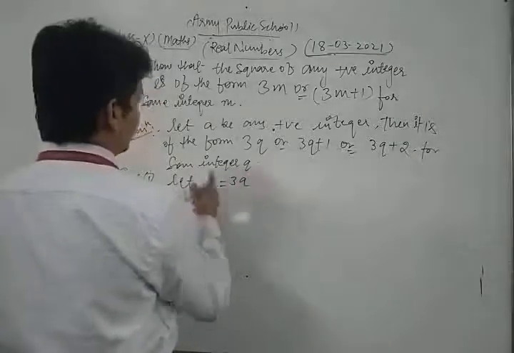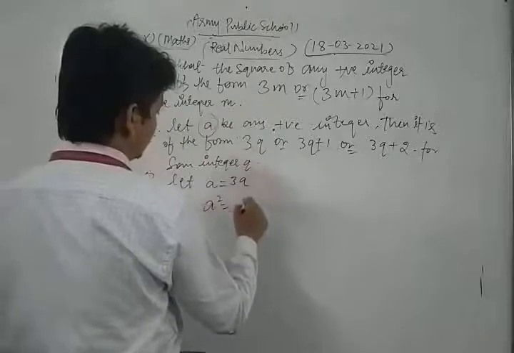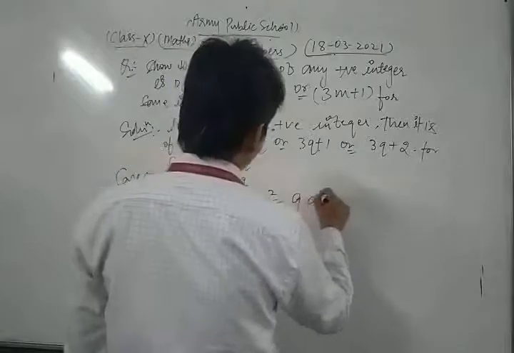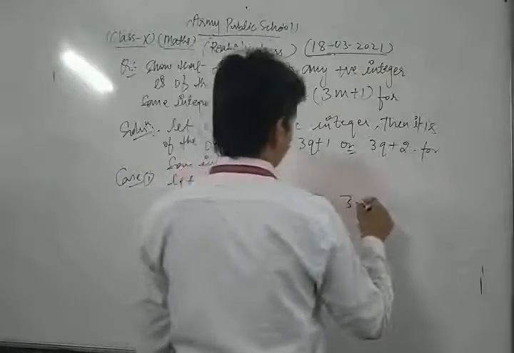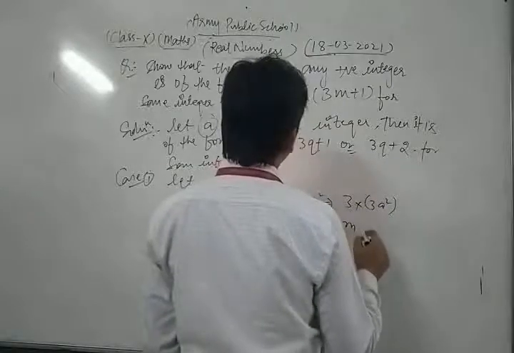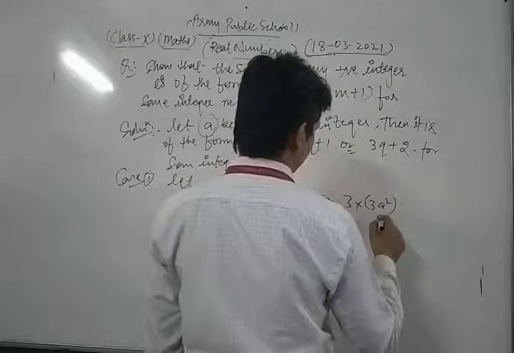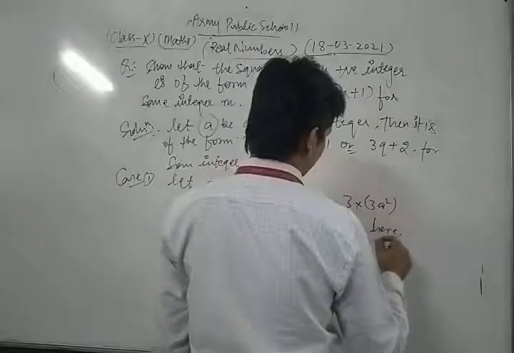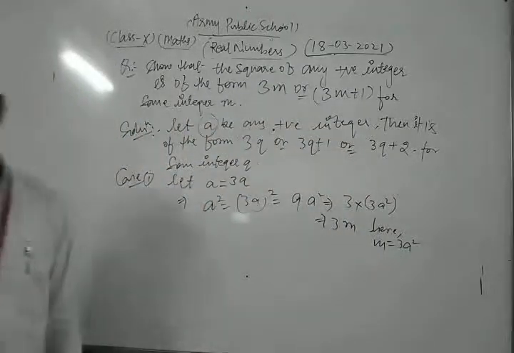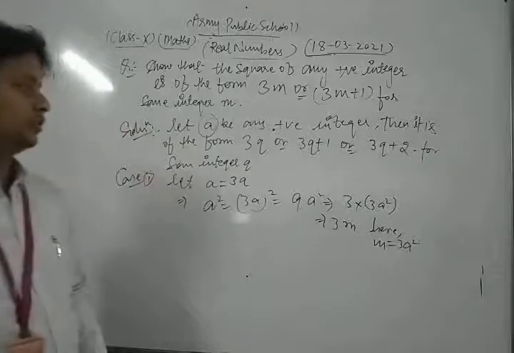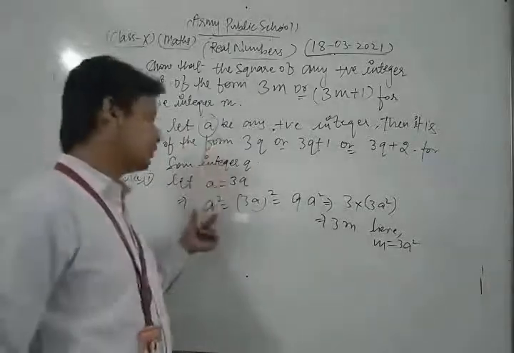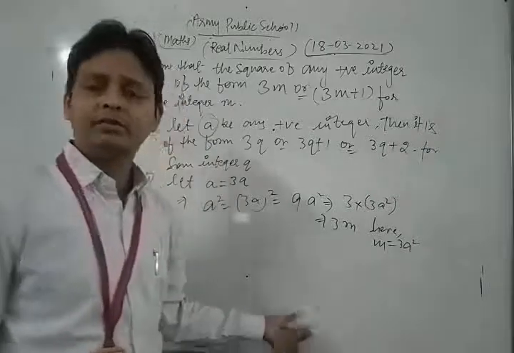Then its square, a square, is 9q square. So we get 3 into 3q square, which is equal to 3 into m, where m is equal to 3q square. So in this way we have shown that the square of any positive integer is of the form 3m. Similarly we apply case 2.